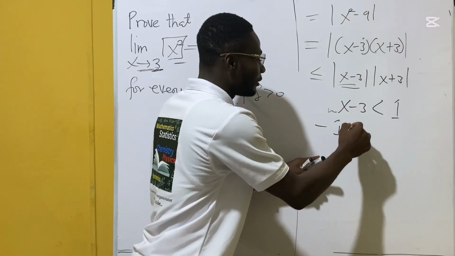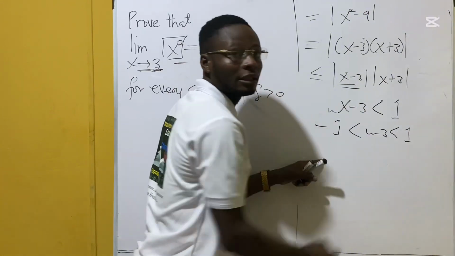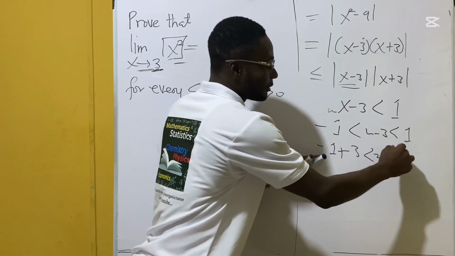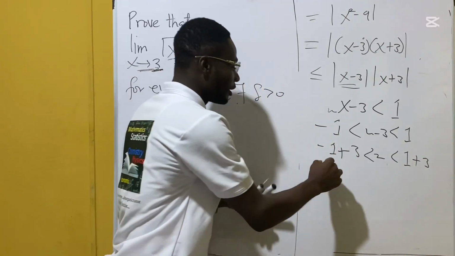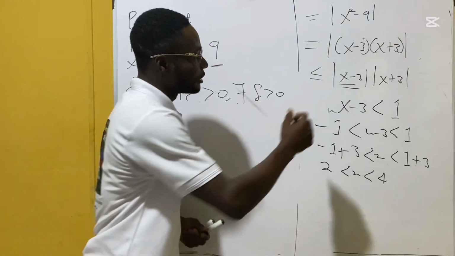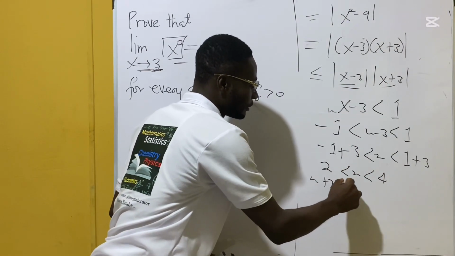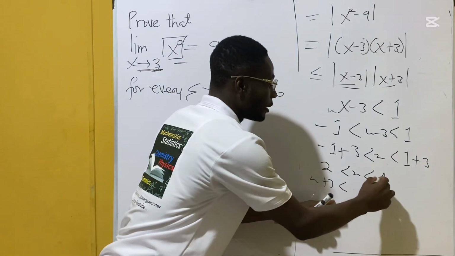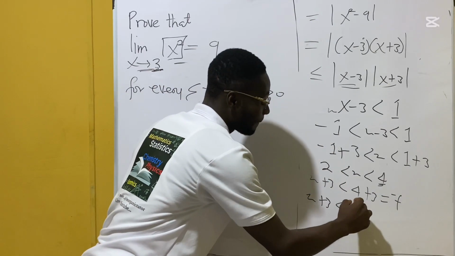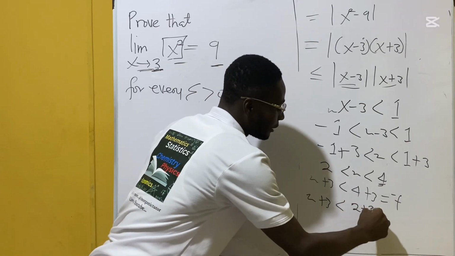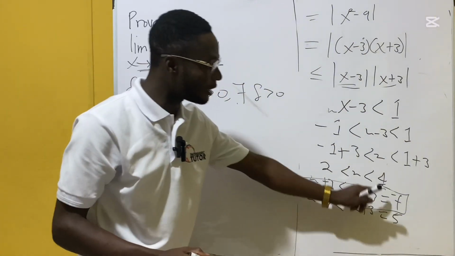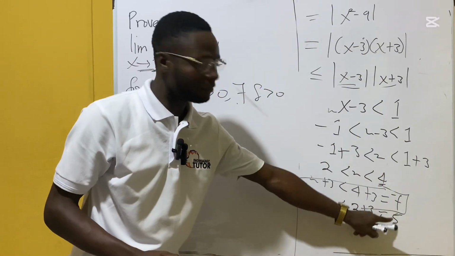So this expression has been bounded. We have minus 1 less than x minus 3, less than 1. We add 3 here, which is going to be minus 1 plus 3, less than x, less than 1 plus 3. So you have 2 less than x, less than 4. Now we're going to consider s plus 3, which should be less than 4 plus 3, and that's equal to 7. And also s plus 3 should be greater than 2 plus 3, and that's equal to 5. But we consider the upper bound because we bounded this expression, so we are not interested in the 5. We are interested in the above.